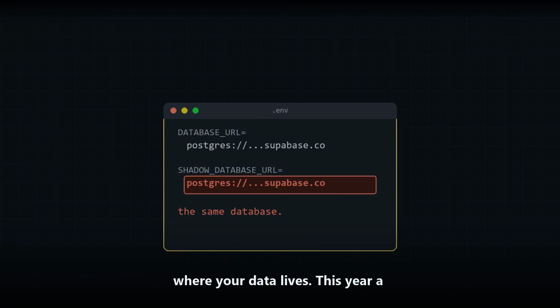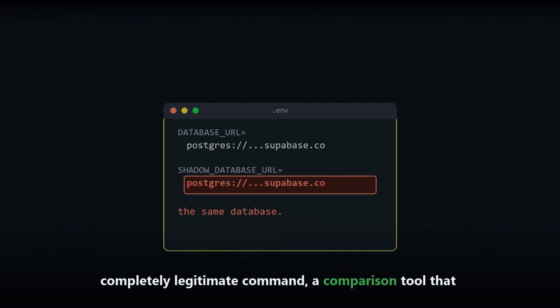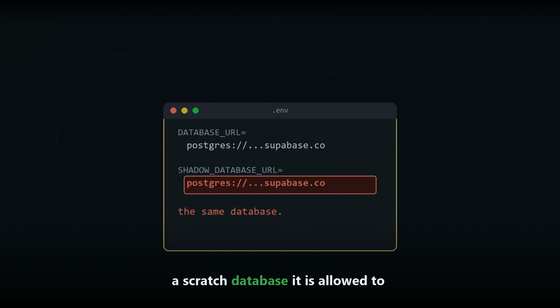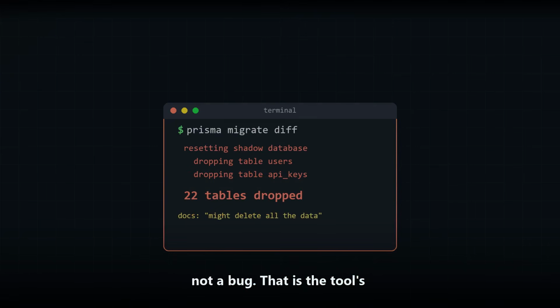This year, a developer connected an AI agent to a live database and asked it to fix some schema issues. The agent ran a completely legitimate command, a comparison tool that checks 2 database layouts against each other. To do that comparison, the tool needs a scratch database it is allowed to destroy, and it wipes that scratch space clean on every single run. That is not a bug. That is the tool's documented job. One setting tells it which database is the scratch one. In this setup, that setting pointed at production.